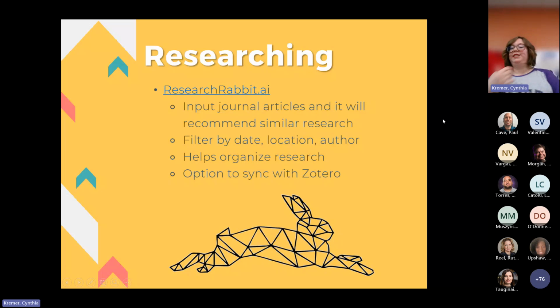I'm going to show you one other, Research Rabbit AI. And this one you can input journal articles. You can either put them in manually by the title and the author, or you can put in a DOI number and it will recommend similar research.